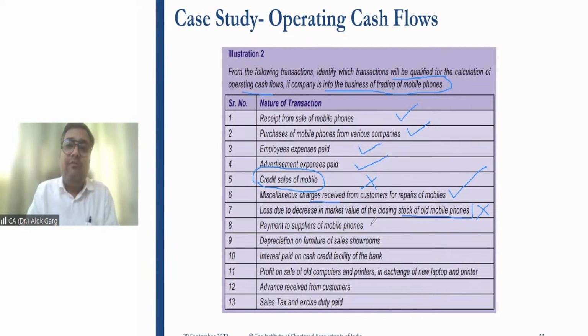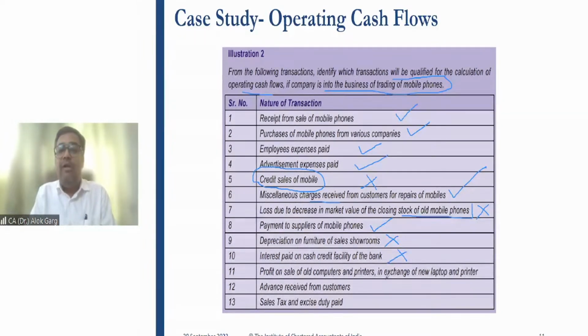Payment to supplier of mobile phone. Of course, yes. Depreciation on furniture of sales showrooms. Depreciation on furniture of the showroom is a non-cash item. Interest paid on cash credit facility of the bank. It is a financing item. It is not an operating item.